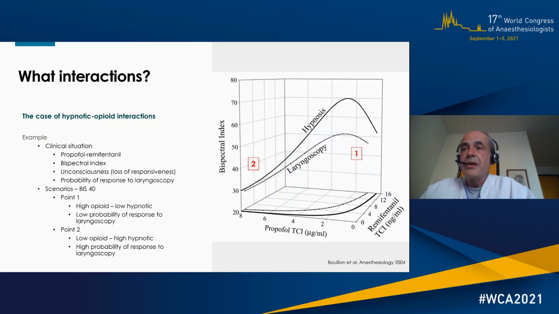In scenario 1, the patient receives high remifentanil concentration and low propofol. The BIS value is 40, and in that case, the probability of response to laryngoscopy or to command is below 50%. In scenario 2, the BIS is also 40, but here the patient receives high propofol and low remifentanil, and in that case, the probability of response to stimulation is higher than 50%. Hence, for the same BIS value, the clinical situation can be radically different.